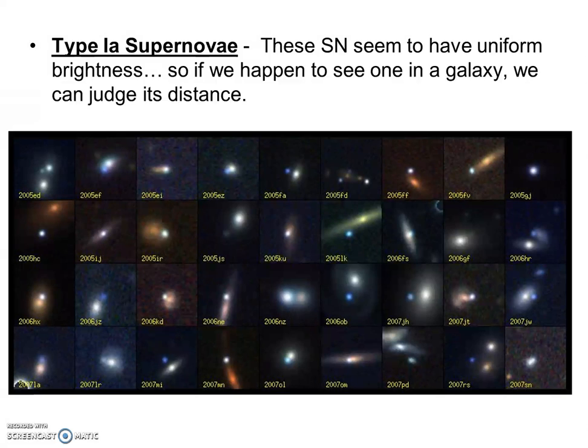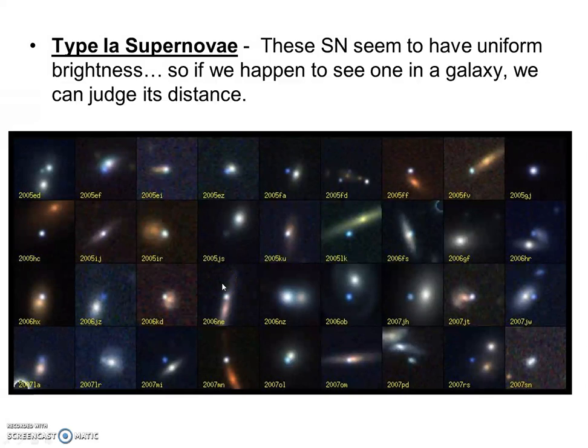When that happens, it causes a supernova that is tremendously uniform in brightness. So when we see these supernovas in other distant galaxies, we know roughly how bright they are. And then by judging against how bright they appear in our sky, we can get a very good estimate of the distance to these distant galaxies.